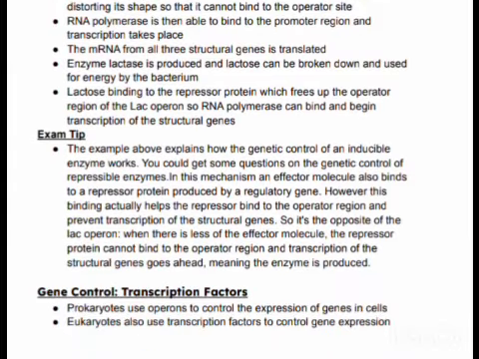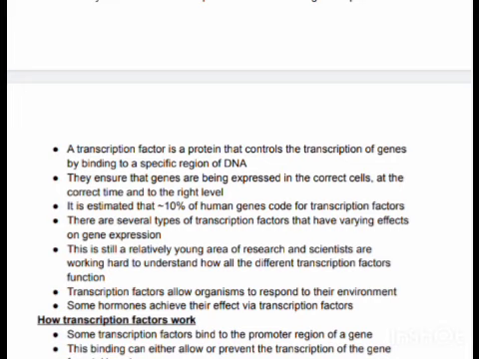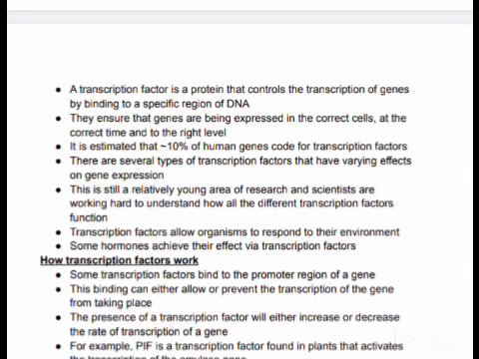Next, what we have is gene control by transcription factors. Prokaryotes, as we just talked about with the lac operon in bacteria, use operons to control the expression of genes. But eukaryotes are going to use transcription factors. A transcription factor is a protein that controls the transcription of a gene by binding to a specific region of DNA. They ensure that genes are being expressed in the correct cells. Again, this is gene control. It is estimated that 10% of genes code for transcription factors.